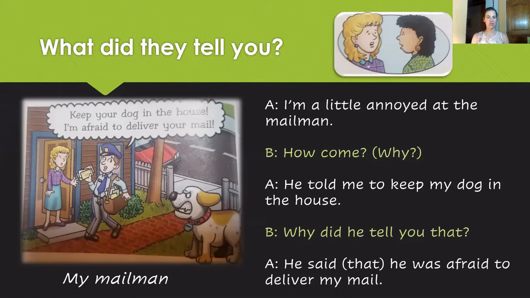So here in the picture, we see a mailman giving mail to a woman. And he says, keep your dog in the house. I'm afraid to deliver your mail. So later, she's telling her friend over here, oh, I'm a little annoyed at the mailman. And she says, how come? Which is basically why. Sometimes we might say, why is that? Or why is that? All of those options simply mean why. He told me to keep my dog in the house. Why did he tell you that? He said that he was afraid to deliver my mail.